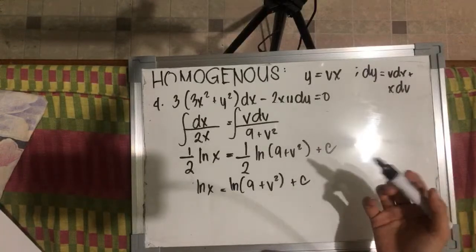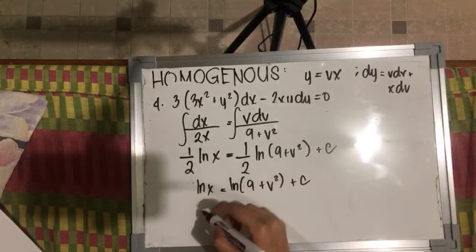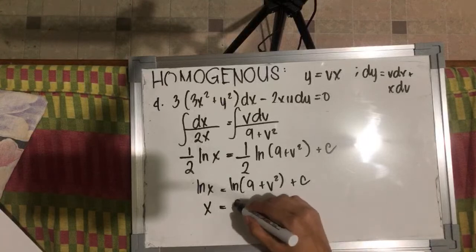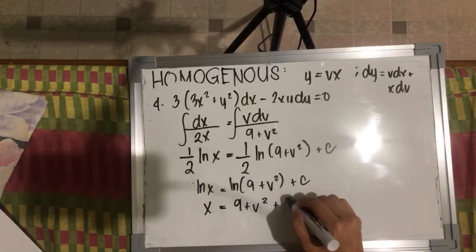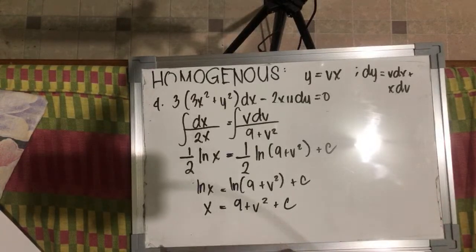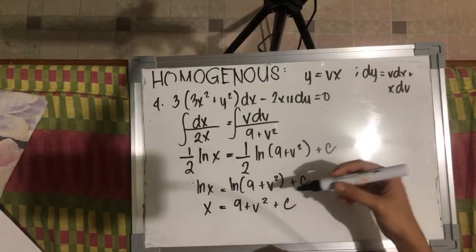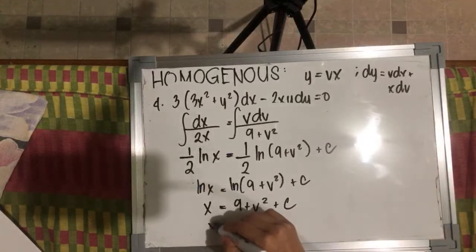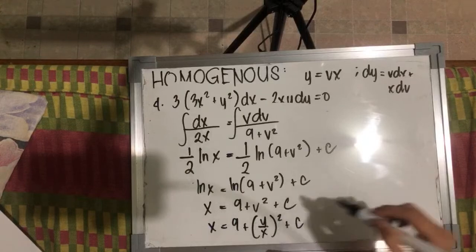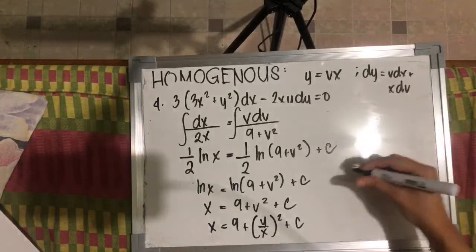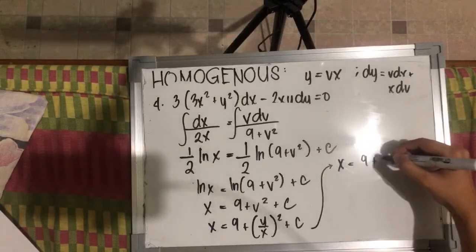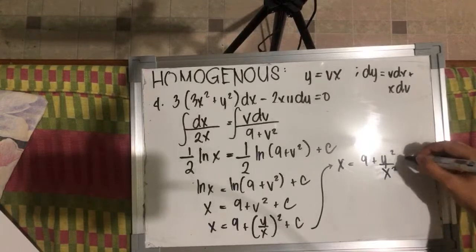So, e raised to ln, magiging x na lang siya. So, 9 plus v squared plus c. So, dito, pwede na natin i-substitute yung v is equal to y over x. So, x is equal to 9 plus y over x squared plus c. So, magiging x is equal to 9 plus y squared over x squared plus c.